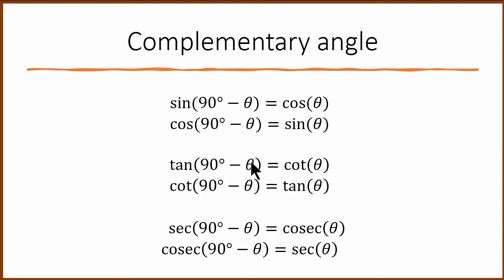Similarly, tan 90 minus theta is cot theta. Cot 90 minus theta is tan theta. Secant 90 minus theta is cosecant theta. And cosecant 90 minus theta is secant theta. So tan becomes cot, cot becomes tan, secant becomes cosecant, and cosecant becomes secant.